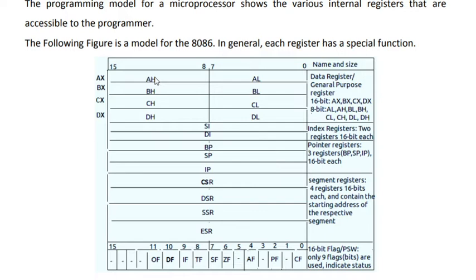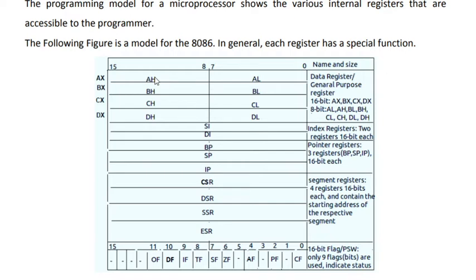Then further we have a flag register, which is also 16-bit in length, wherein 9 bits are active and 7 bits are left unused. Out of the 9 bits, we have learned that 6 bits are used to represent condition or status, whereas 3 bits are used to represent control flags.